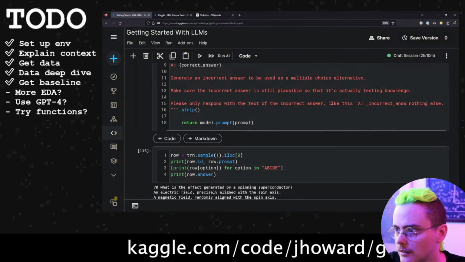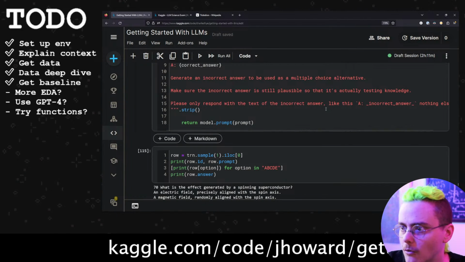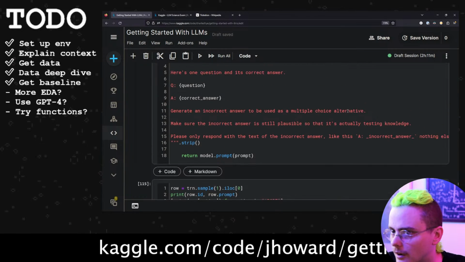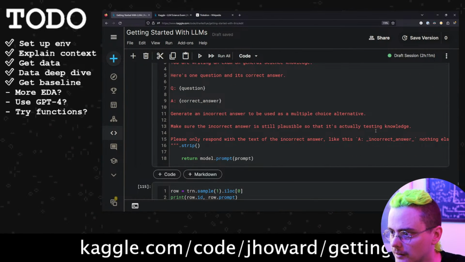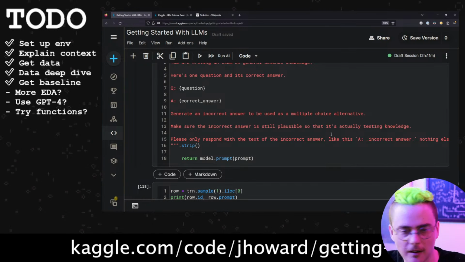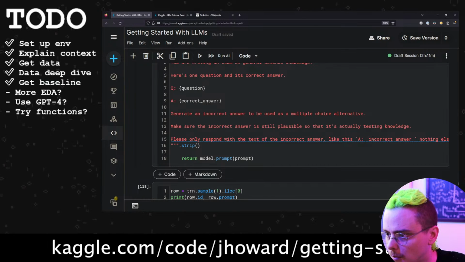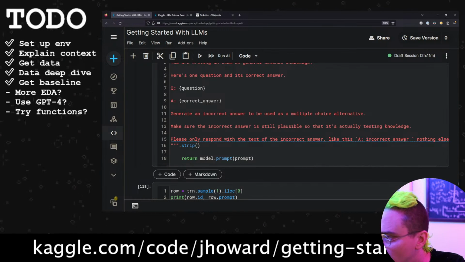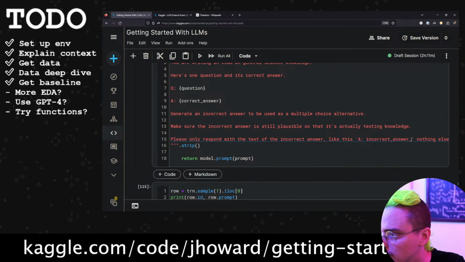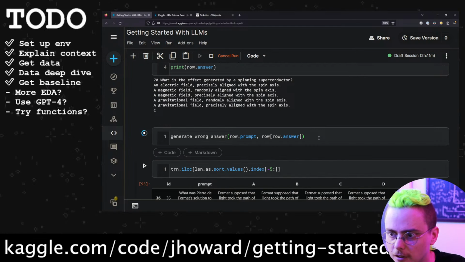Incorrect answer. Just sort of a way to suggest the format. There's lots of different ways to do it. Unfortunately, you can't use curly brackets immediately with F strings. Yeah, an incorrect answer, nothing else. So just put in, let's even just do that. It's probably the easiest way to suggest the format to the model.